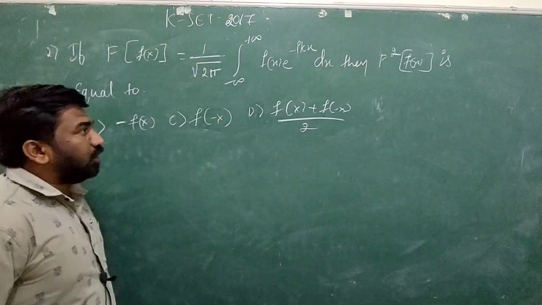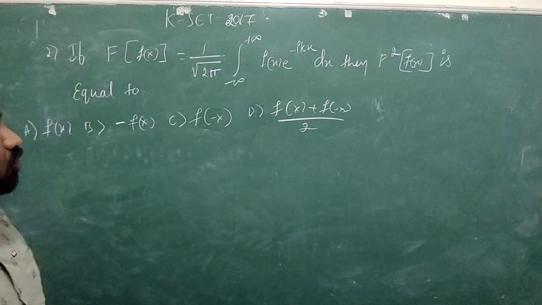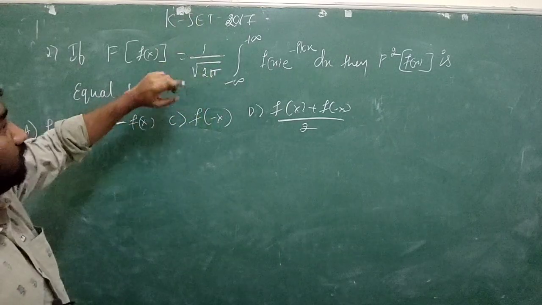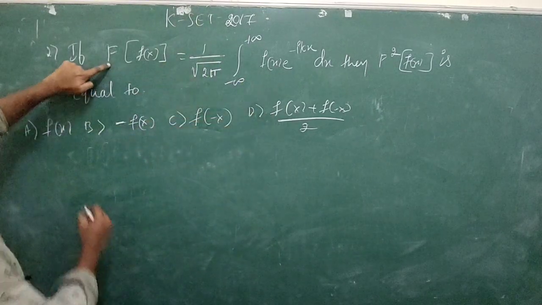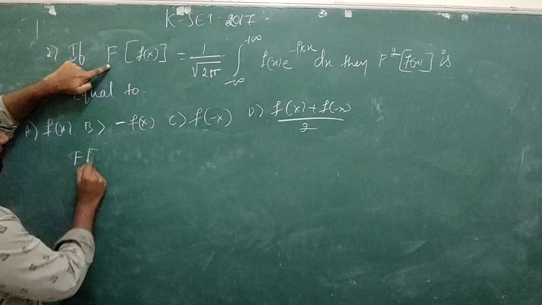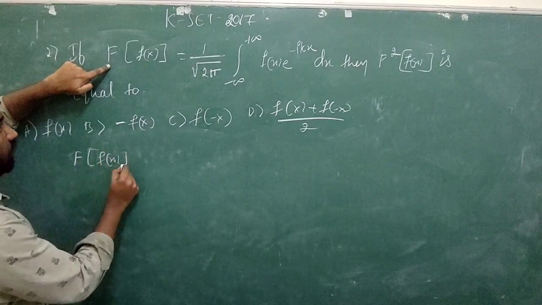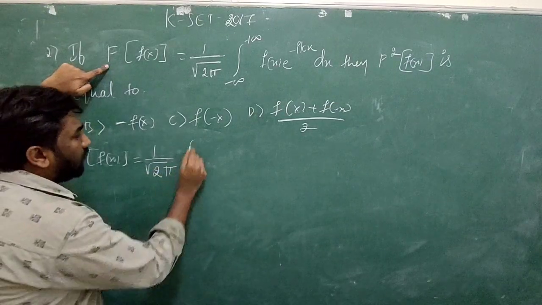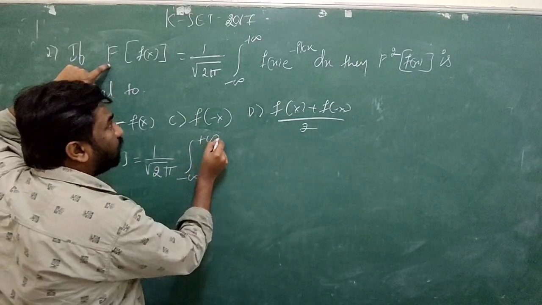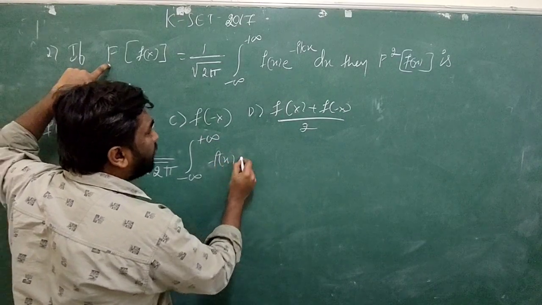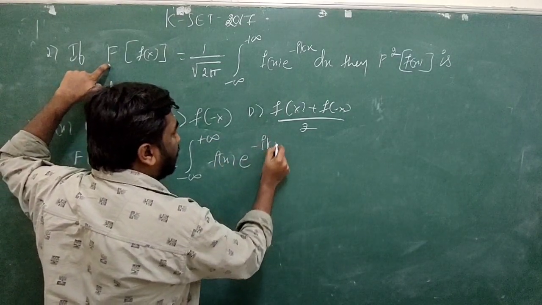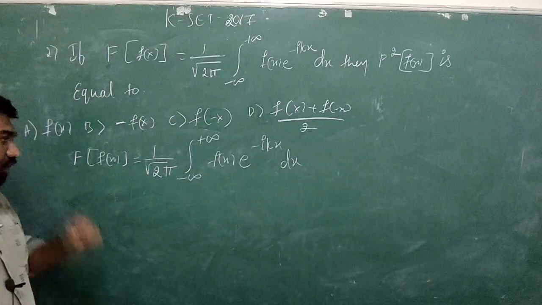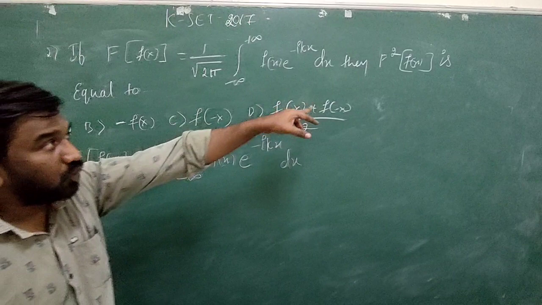And this is question number 2, which is based on Fourier transformation. This is the question given. We have to calculate F square of f of x, where F of f of x is equal to 1 by root 2 pi integration from minus infinity to plus infinity f of x e power minus ikx dx. So this is the Fourier transformation of f of x. We have to calculate F square of f of x.